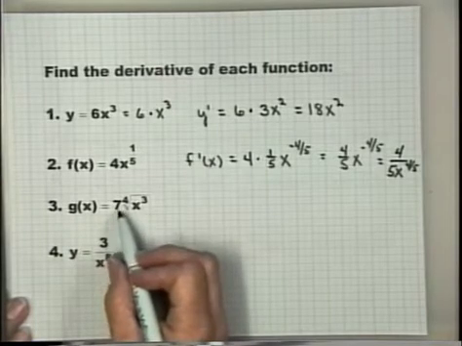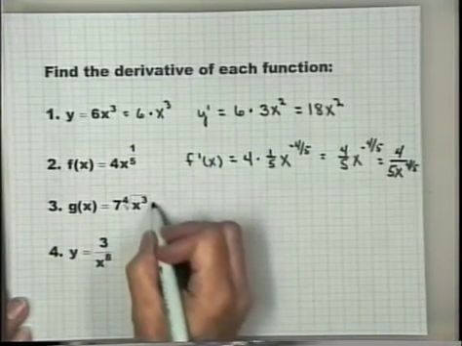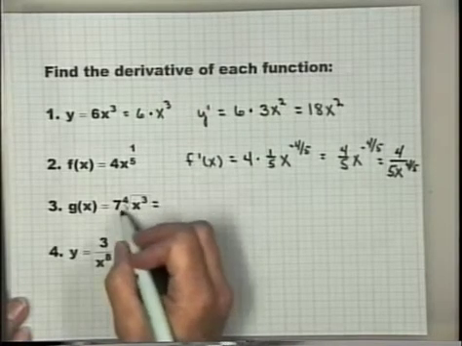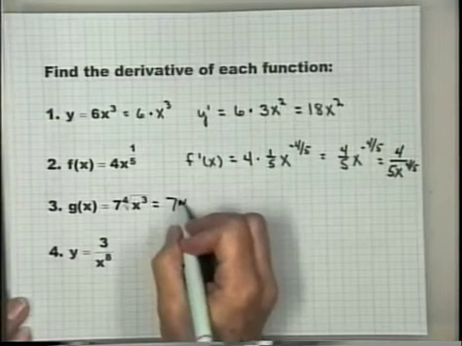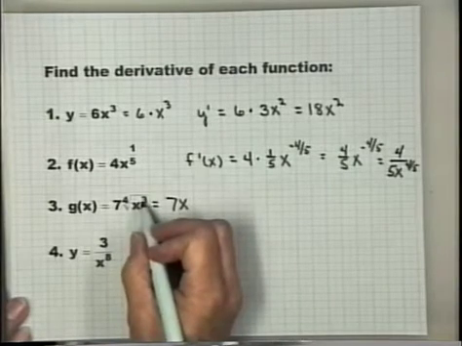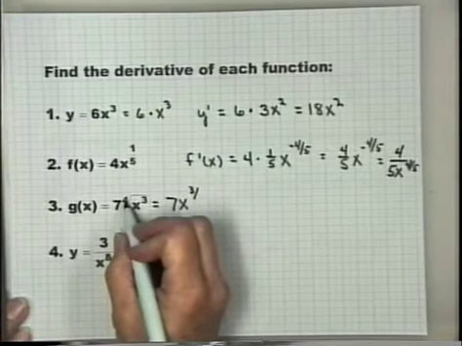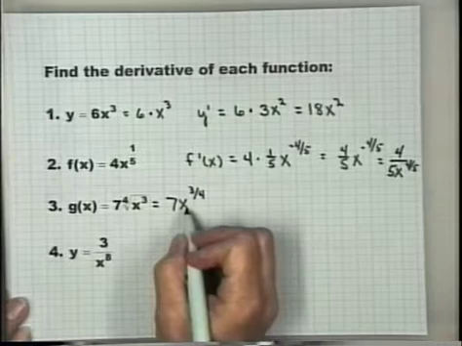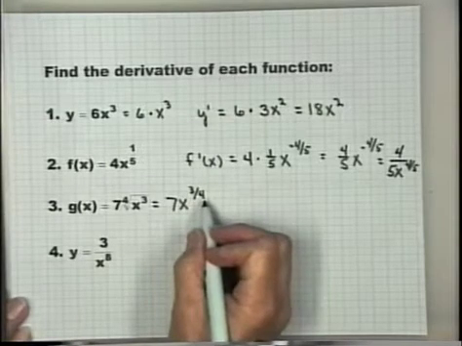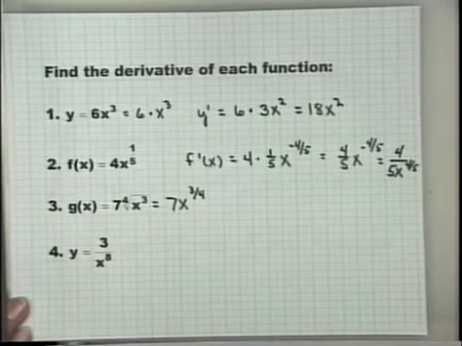I have 7 times the 4th root of x cubed. Well, first of all, let's rewrite the function. This is in radical form. Let's write it using exponents. Recall that the power on x is the numerator of your fractional exponent, and the root you're taking is the denominator. So this is 7 times x to the 3/4 power. The root is the denominator of that fractional exponent.